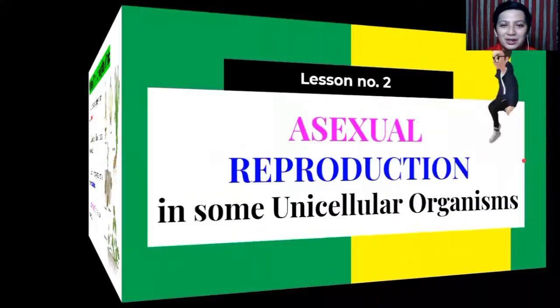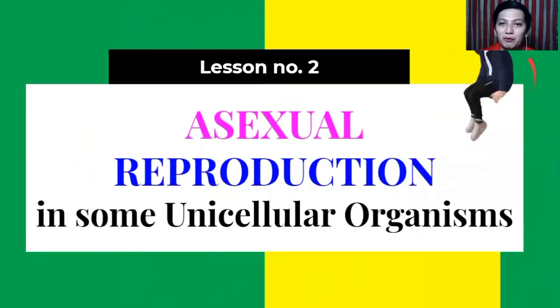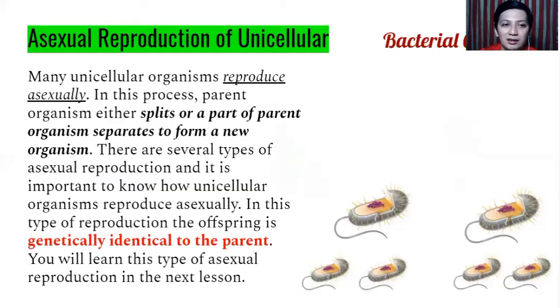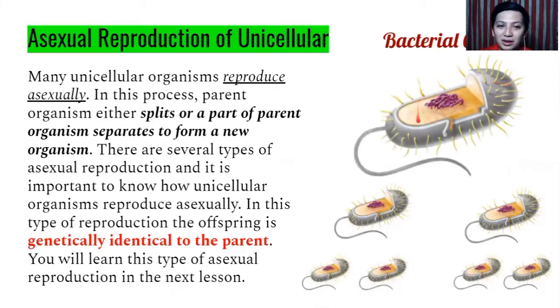Okay, so let's proceed to lesson number two. This lesson is about asexual reproduction in some unicellular organisms. So we are going to jump into single-celled organisms. For asexual reproduction in unicellular organisms, our example in this case is the bacterial cell. So this is what it looks like.